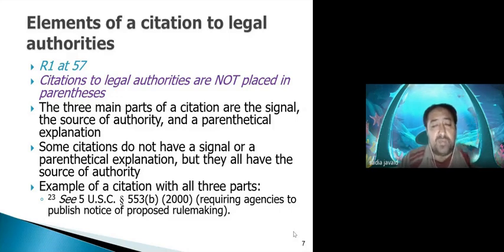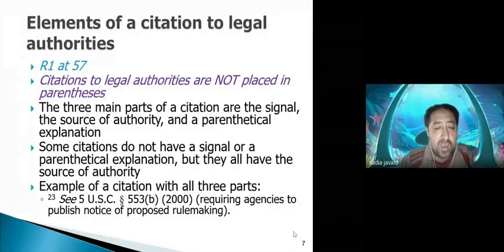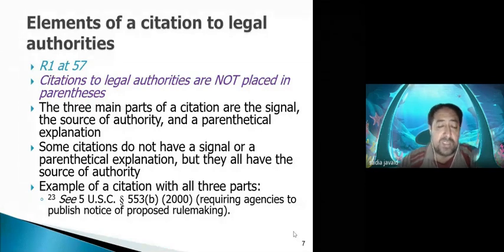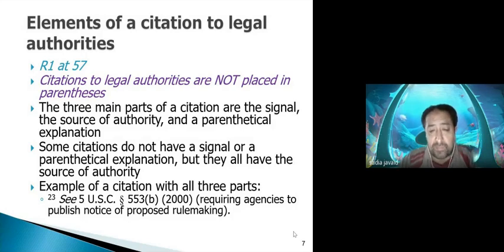Example of a citation with all three parts: 23C5 USC 553(b) (2000), requiring agencies to publish notice of proposed rulemaking. One is your source of authority, and the second is the parenthetical explanation, where you are telling what the matter is on which this judicial system is going on and will be discussed. And the main one is the signal.